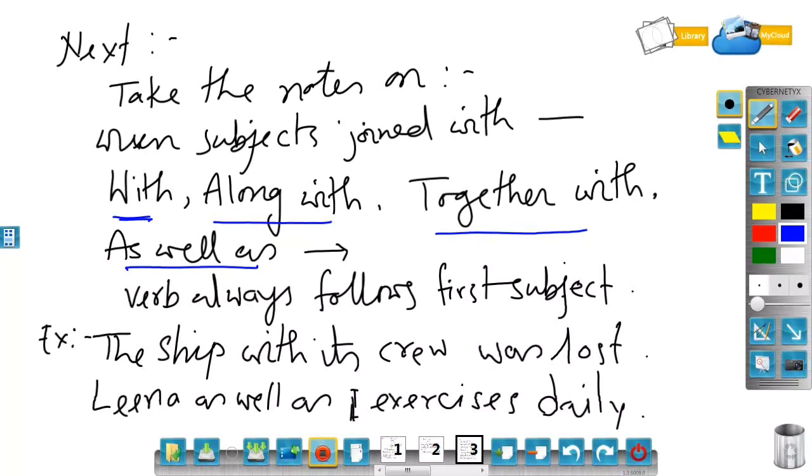Suppose the ship with its crew. Crew means the people working in the ship. Okay, so the ship, how many ships are there? There is only one ship. But the people, they are so many. They are working together in the ship. But the subject, as the first subject, is the ship, only one ship. So its verb will be singular. Was lost, not were lost.